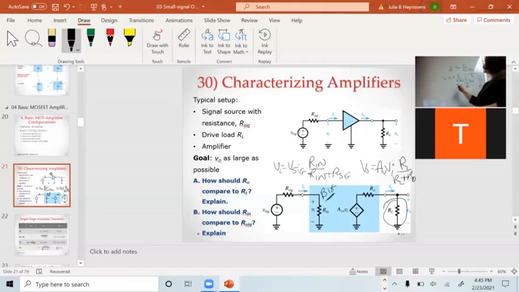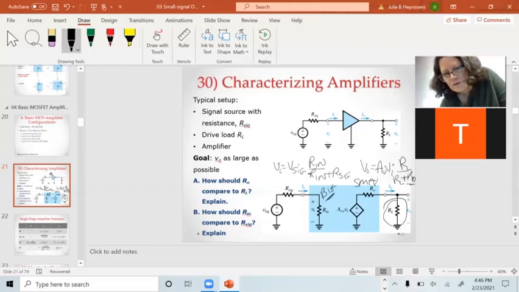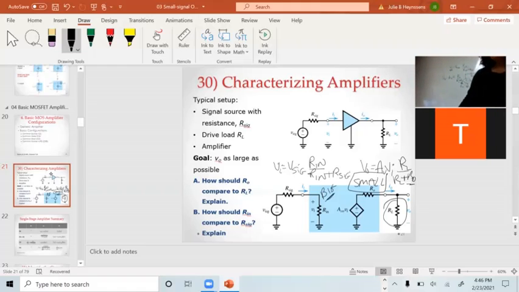So in order to get my V out as big as I possibly can, I want RO to be small. Because if RO is 0, this whole thing means V out equals AV Vn. I don't have any losses. The greatest thing you can know, other than V equals IR, as an analog engineer, is that for any circuit, I want a big input resistance and I want a small output resistance.